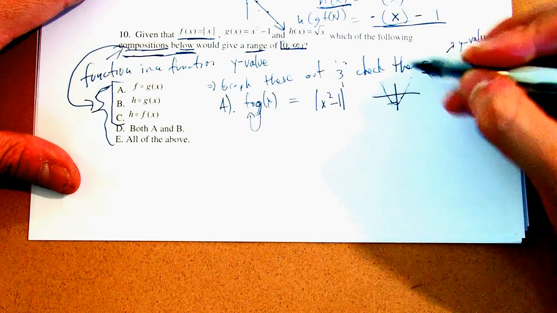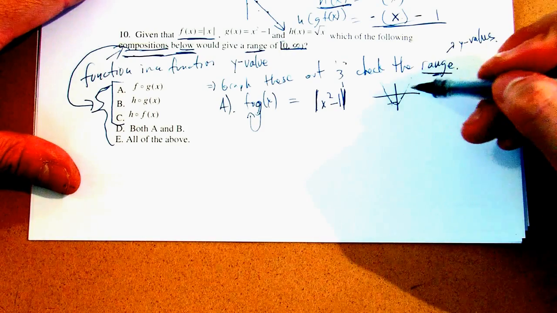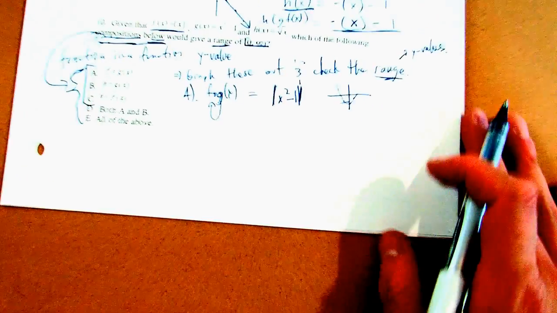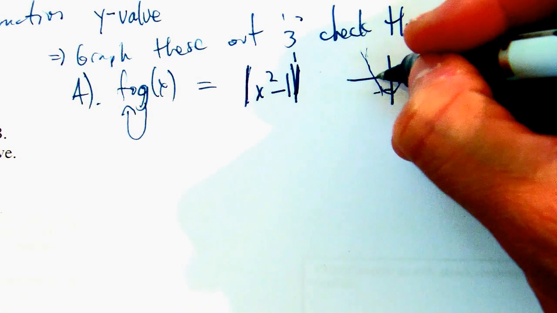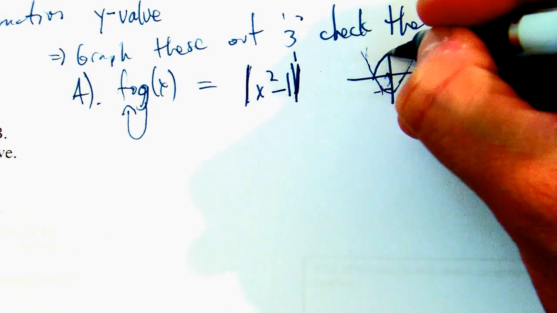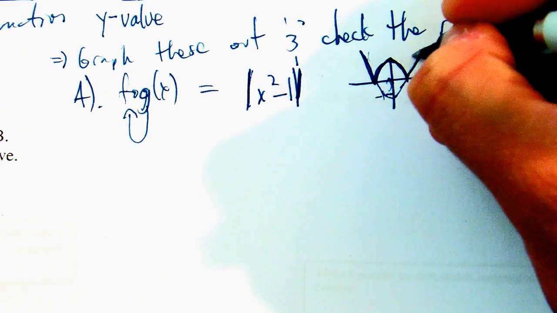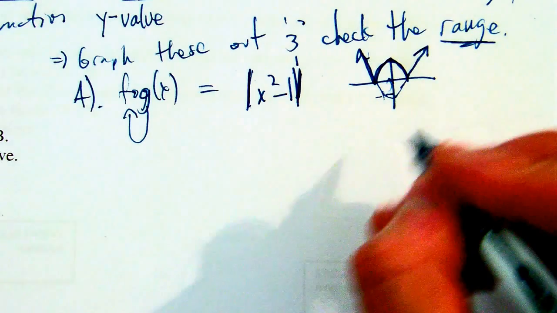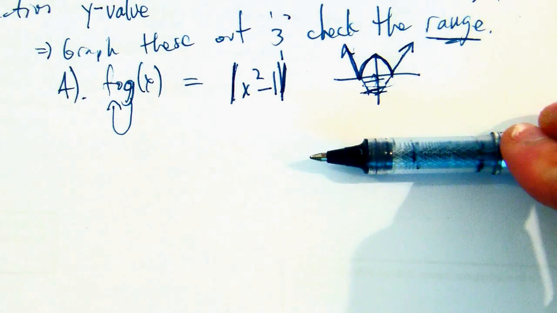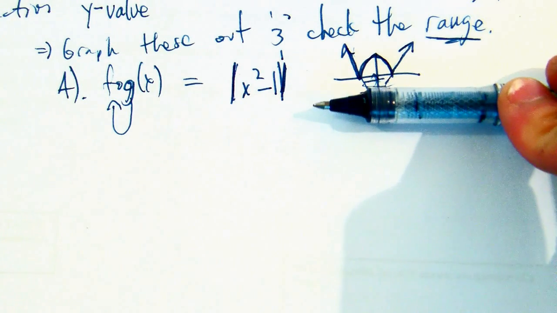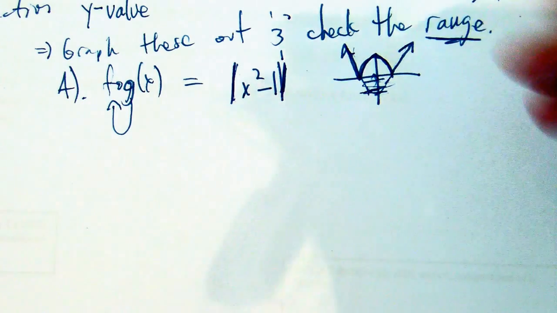But what does the absolute value do? It reflects all negatives and makes them positive. So the negative values flip upwards and become positive, and this ends up looking kind of like a W. We erase all that stuff down there. The range of this: notice the bottom is now gone, so the first place I hit is 0.